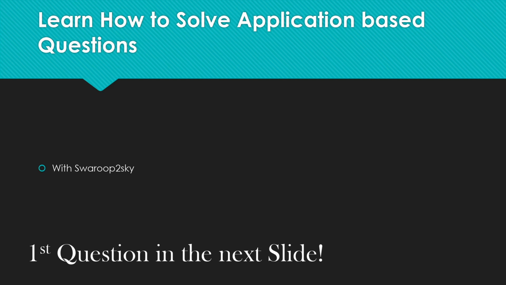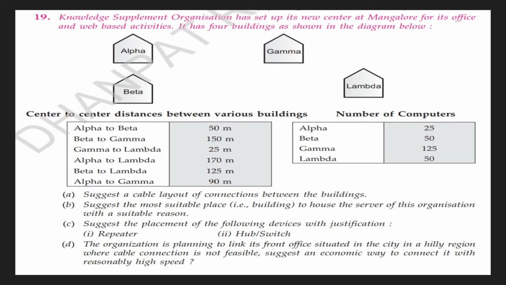So starting with the first question, as you can see here, there are 4 offices of a knowledge supplement organization: alpha, beta, gamma and lambda. Here is the following data given: the distance between 2 offices and the number of computers involved. Only these 2 things matter in solving a problem: the number of computers and the distance between buildings.